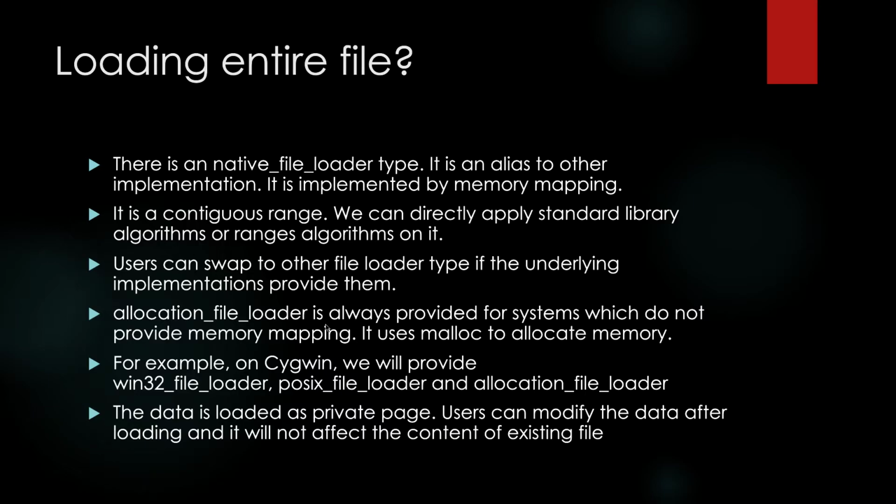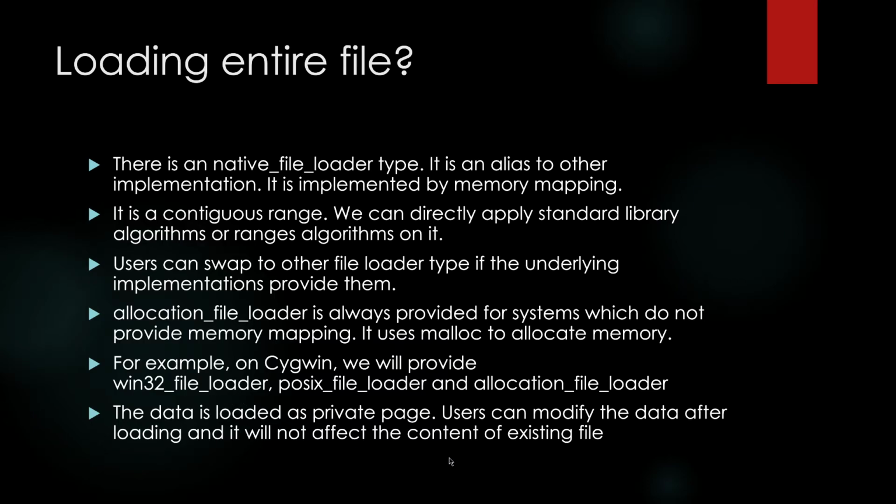And an allocation file loader is always provided because some systems like MS-DOS or WebAssembly don't provide memory mapping. So on those kinds of systems, you use malloc to allocate memory. It doesn't use operator new, you use malloc because it tries to emulate the behavior of these POSIX APIs. So it uses malloc.